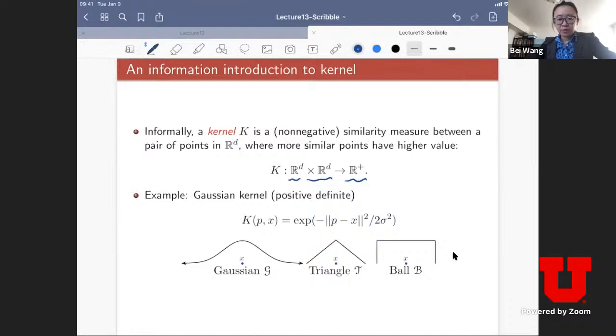And if I drew the picture, the Gaussian kernel, which is this one, has a shape like this. One way to draw it is that I'm looking at the distance to a particular point x, and if my p is equal to x, you basically have the highest similarity. So the Gaussian kernel looks like a bell shape. The triangle kernel looks like a triangle. The ball kernel looks like a ball, as I just described.